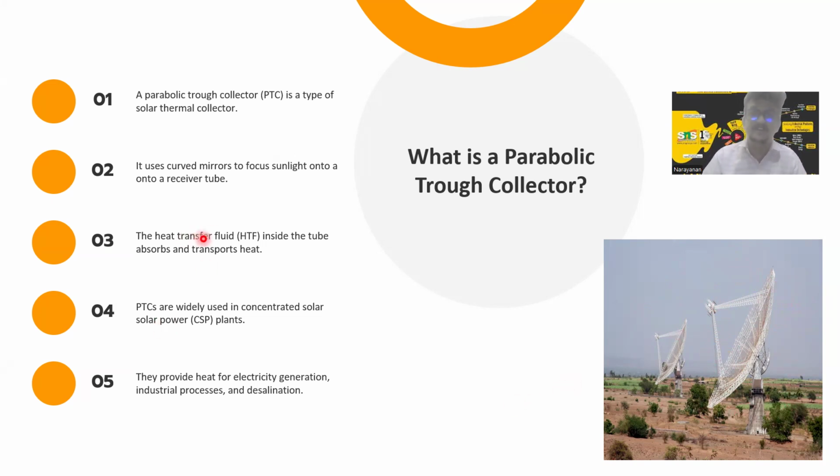The heat transfer fluid inside the tube absorbs and transports heat. Parabolic trough collectors are widely used for concentrated solar power plants. Here we say concentrated solar power, which means every solar radiation incident on a parabolic trough collector is concentrated on the focus of the parabola. They provide heat which is used for electricity generation, industrial processes, and desalination.